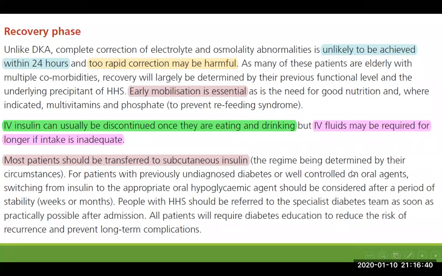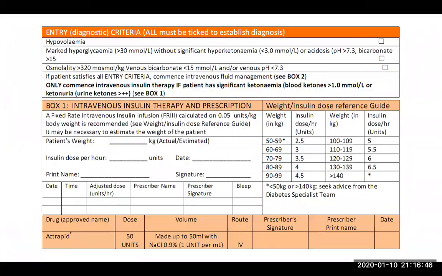And of course, a regimen of subcutaneous insulin, premixed or basal bolus, according to the patient's case. And these are just two tables summarizing the hyperosmolar hyperglycemic state presented in the guidelines, and everyone can print them. This is the diagnostic criteria: hypovolemia, marked hyperglycemia without significant hyperketonemia, and osmolarity must be increased, and the venous bicarb is more than 15 or pH is more than 7.3. And of course, a fixed rate intravenous insulin infusion may be required and calculated by this dose in some cases.